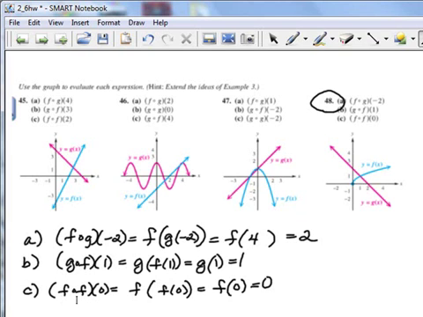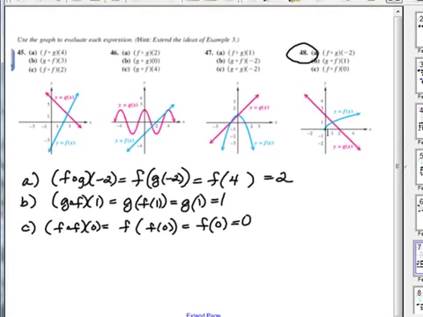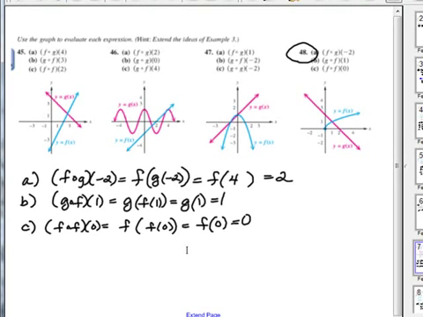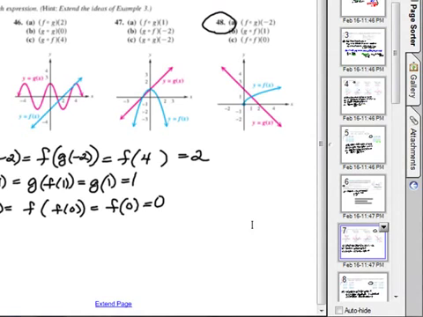Now we can do a function composed with itself. F composed with f of 0 is f of f of 0. Well, f of 0 is 0, right, because that's at the origin. So this is equivalent to then finding f of 0 again, which is still 0.